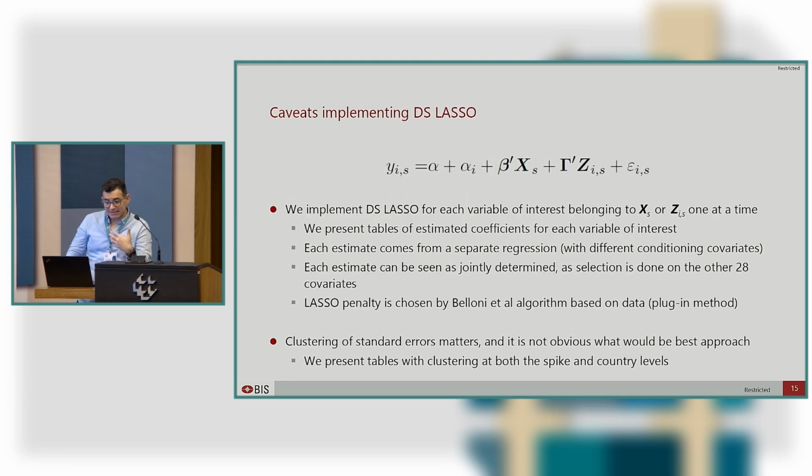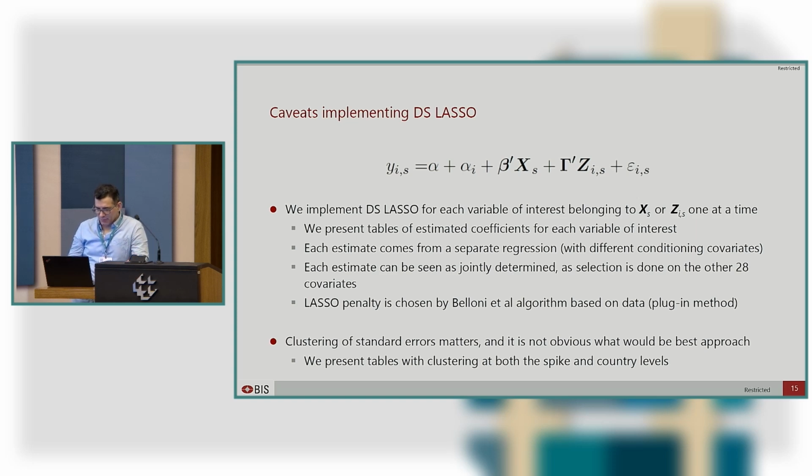And we're going to implement this strategy for one potential variable at a time, one by one. Again, because selection on the lasso regression is going to be on the set of all variables, you can see these results, although it is one dependent variable, one variable of interest at a time, as jointly determined, in a sense.